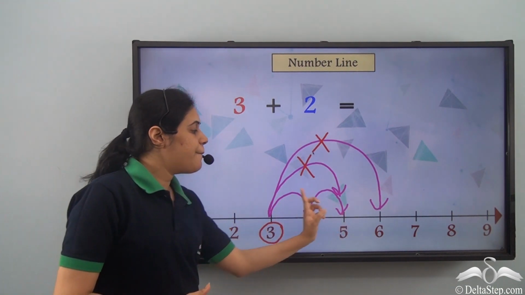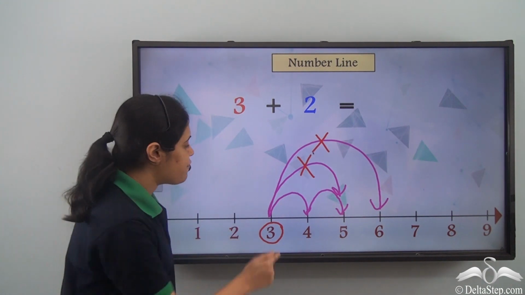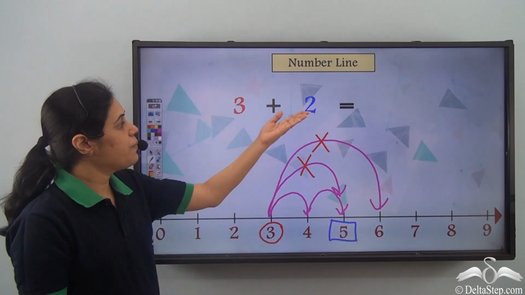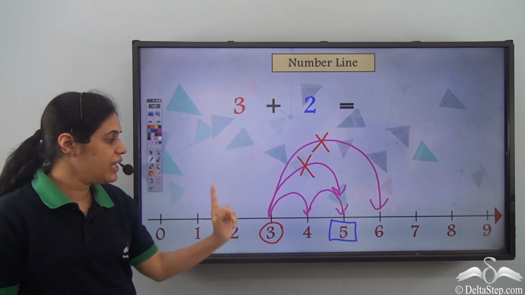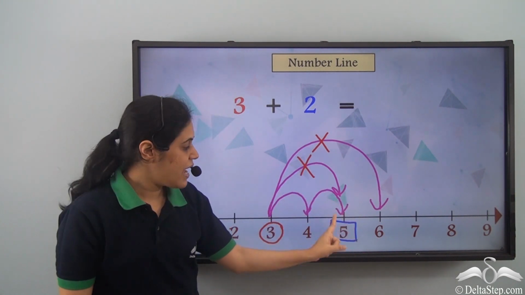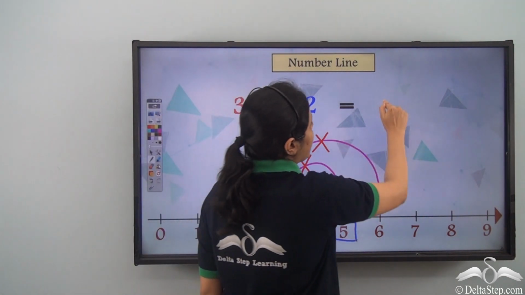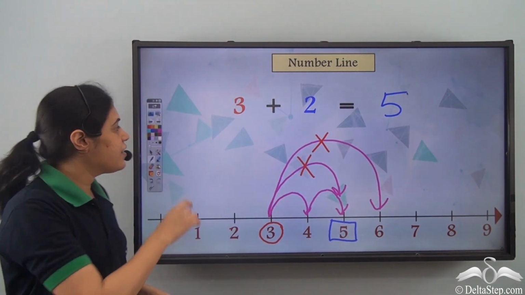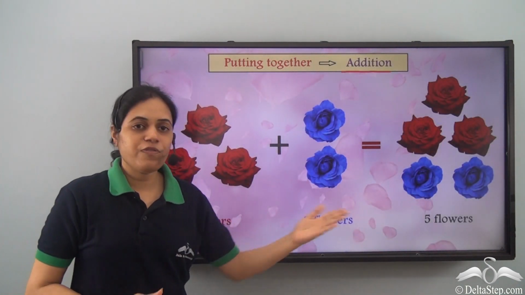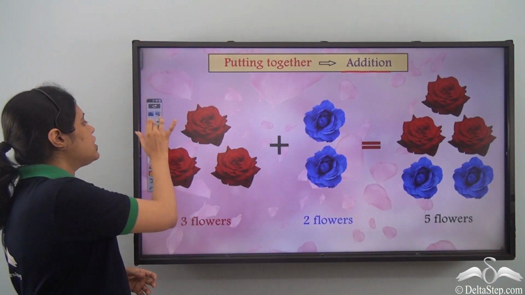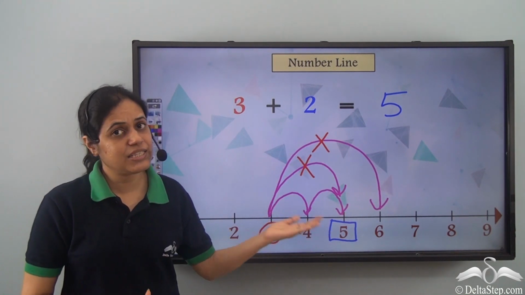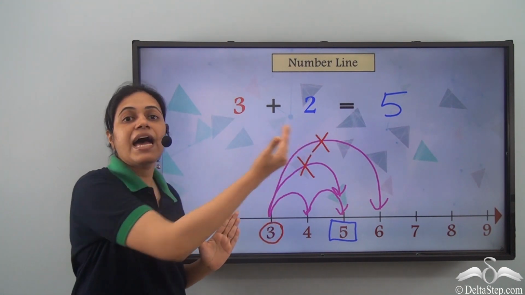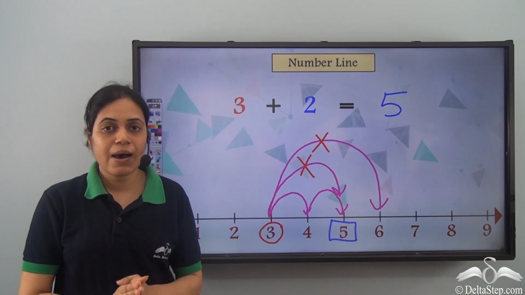So 3 plus 2 gives me 5. So 5 is the final answer. Because I need to add 2 to 3, I hop 2 times and I come to 5. So the answer is 5. Now if we check, this is the same as what we had earlier. So this method is indeed correct. We are getting the same answer and the correct answer. So this is how I can add two numbers using a number line.